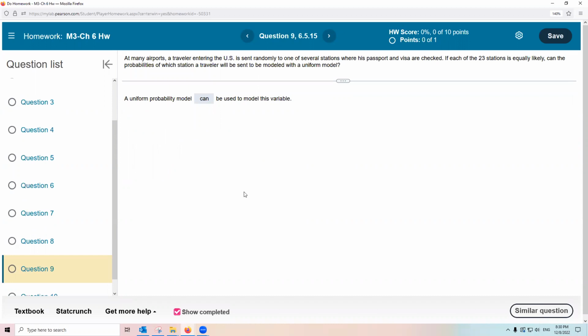How about this one? It says, at many airports, a traveler entering the U.S. is sent randomly to one of several stations where passport is checked. Each one of 23 stations is equally likely. Can a uniform model be used here? Well, a uniform model is where it's equally likely. So imagine there's 23 stations for you to go to. Well, it's equally likely that you can go to any one of those 23. So yes, a uniform probability model is appropriate in this example.